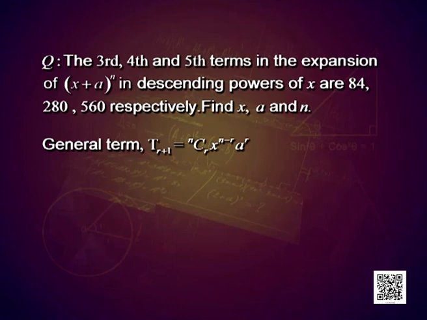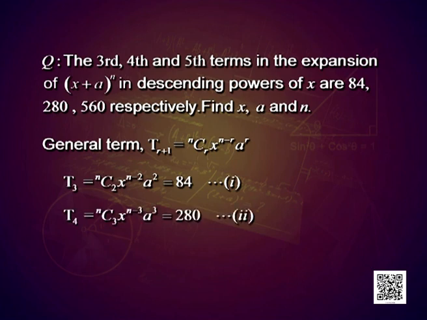So, if we rewrite the third term whose value is given to be 84, we get our first condition, which is nC2 x to the power n minus 2 a squared. For T4, r is now 3: nC3 x to the power n minus 3 a cube is equal to 280. So, that is the second condition, and the third condition comes from knowing that the fifth term is 560. The fifth term will be nC4 x to the power n minus 4 a to the power 4. So, for the fifth term r is 4. Now, from these three equations we have to solve for x, a and n.